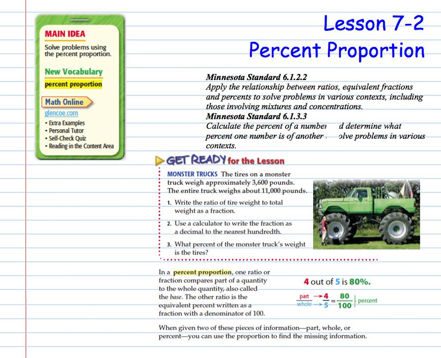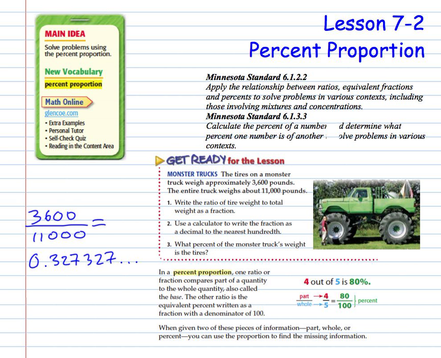That would be 3,600 to 11,000. Use a calculator to write the fraction as a decimal to the nearest hundredth. Well, if I take a calculator and divide 3,600 by 11,000, I get this decimal, 0.327, and continuing in a like manner.